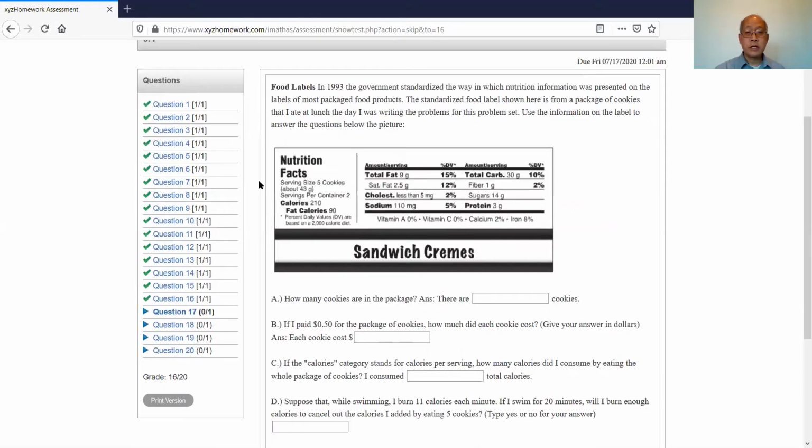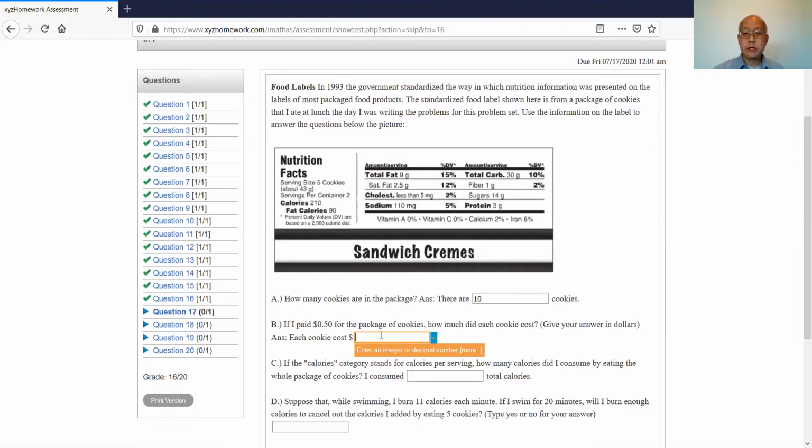Okay, 17, a little bit harder here. So we're trying to read a label here. How many cookies are there in the package? Well, if we look over here in the fine print, serving size is considered 5 cookies, and it says there are 2 servings per container. All right, so if it's 5 cookies per serving, 2 servings, that's going to be 5 times 2, or 10.